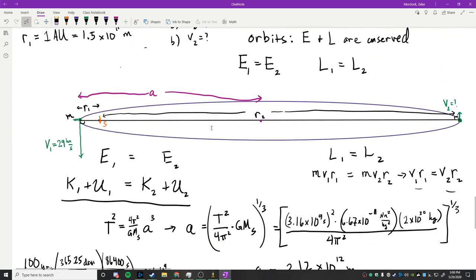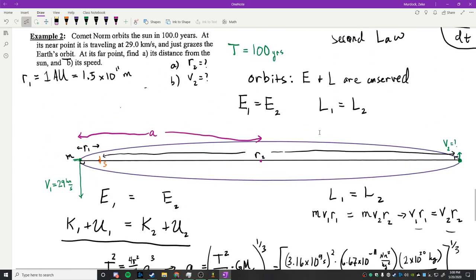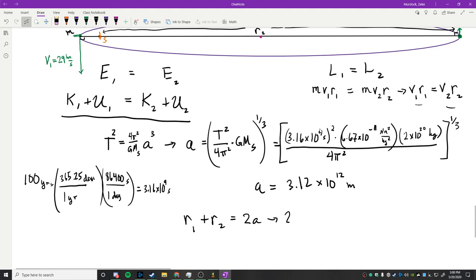2a minus R1, right? So basically, if I take R1 plus R2, that's equal to double the semi-major axis, because the semi-major axis is only half of the orbit. So as you guys said, 2a minus R1 is equal to R2. So R2 is going to be 2 times 3.12 times 10 to the 12 meters, minus R1, which was given as 1 AU, which is 1.5 times 10 to the 11 meters. And you end up getting 6.3 times 10 to the 12. Do you guys agree with that statement? Well, 2 times this would be 6.1. Well, that can't be quite right.